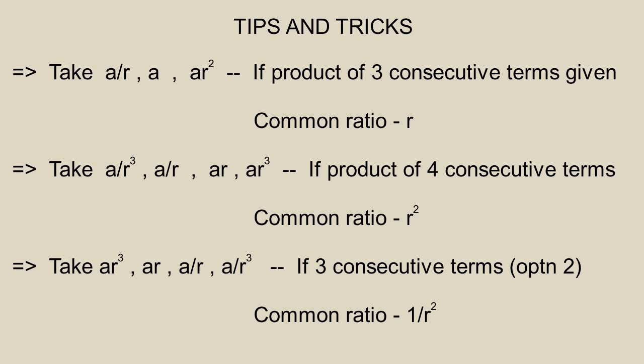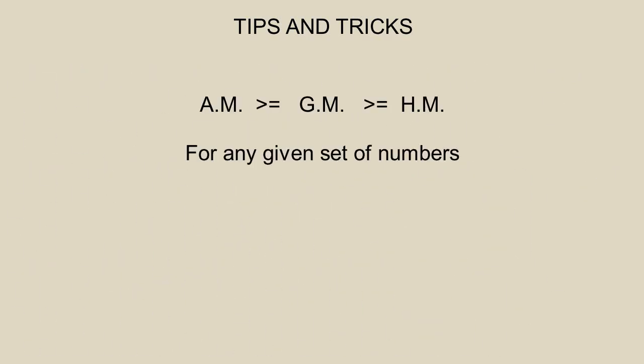Thirdly, it is important to note that for a given set of numbers, the arithmetic mean is always greater than or equal to the geometric mean, which is also greater than or equal to the harmonic mean. Remember this because questions can come in some manner for this, although it's not that common. The equality only happens when the numbers are the same, when the numbers are equal.